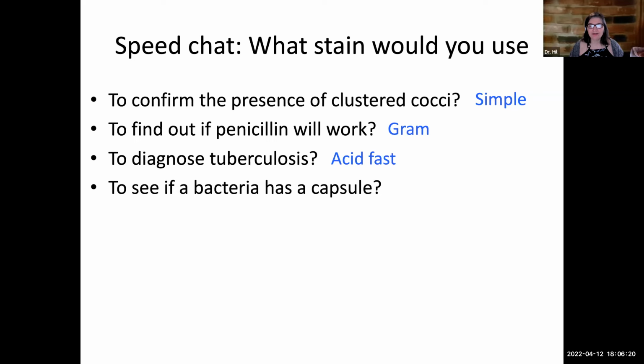Yeah, this one's easy, right? It's called the capsule stain. You could call it the negative stain too. That's also another word for it.